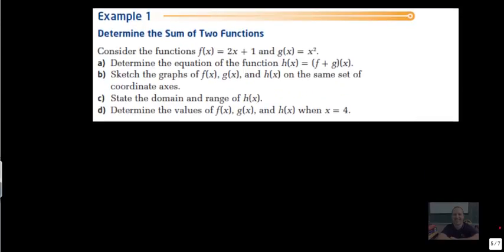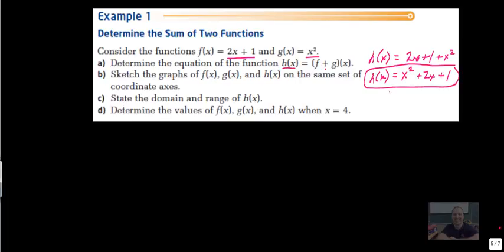So determine the sum of two functions. Okay, going to move through this fairly quickly. Consider these two functions. f of x is 2x plus 1, and g of x is x squared. Determine the equation of h of x where it is the sum of the two. Well, that's going to be pretty easy. All we do is we take 2x plus 1 and we add x squared. Good idea to write this in standard form, in descending degree. So x squared plus 2x plus 1. So you're just combining the two. That would be the equation.